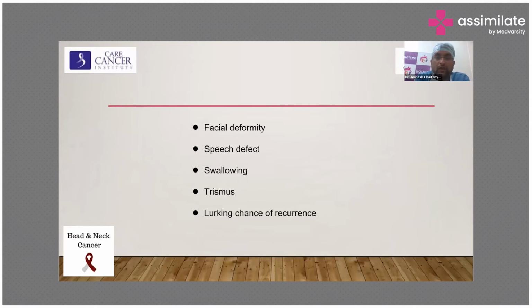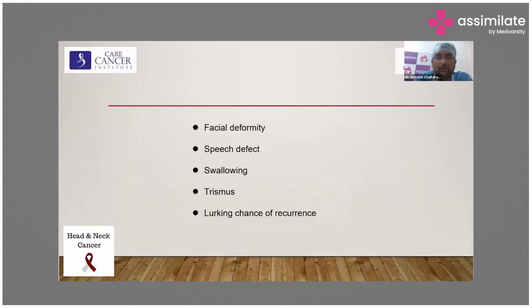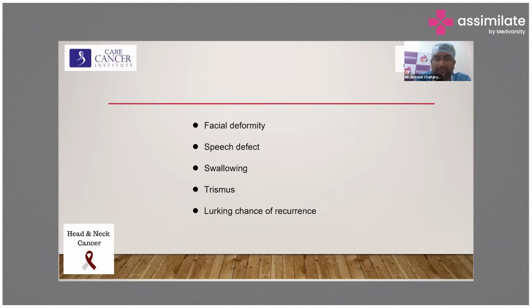of the radiation. So facial deformity, we try to minimize as much as possible. You will see in the further slides how the modern day surgeries have changed the outlook of the patient at the end of the surgery and end of the treatment. The speech defect will be there, and sometimes it is helpful with reconstruction that we are able to manage with minimal defect. Swallowing trismus is always there, and the worst thing is that oral cancer patients, because of field cancerization and other issues like that, there is always a lurking chance of recurrence somewhere or the other in the body.